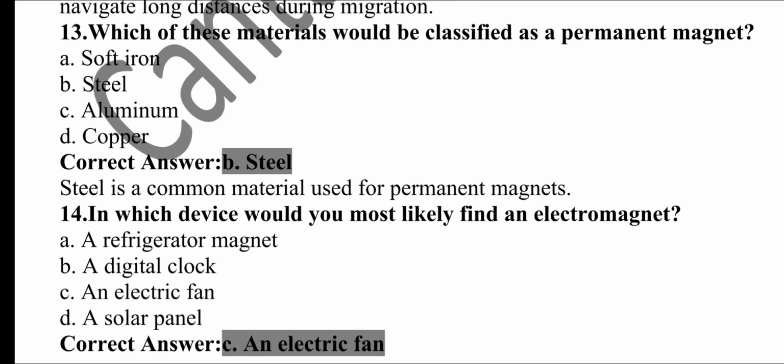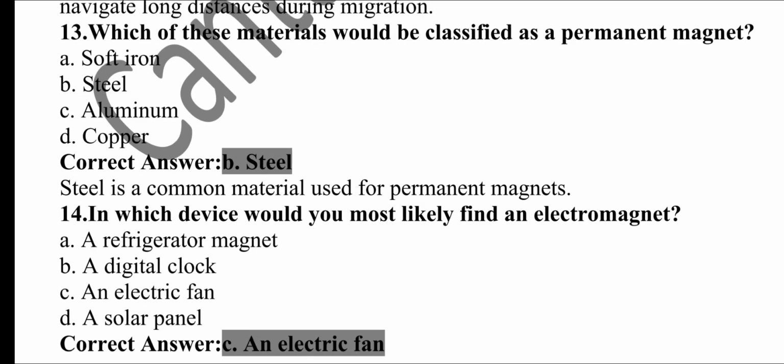Question number 13. Which of these materials would be classified as a permanent magnet? Option A, soft iron; option B, steel; option C, aluminium; option D, copper. So the correct option is B, steel. Steel is a common material used for permanent magnets.